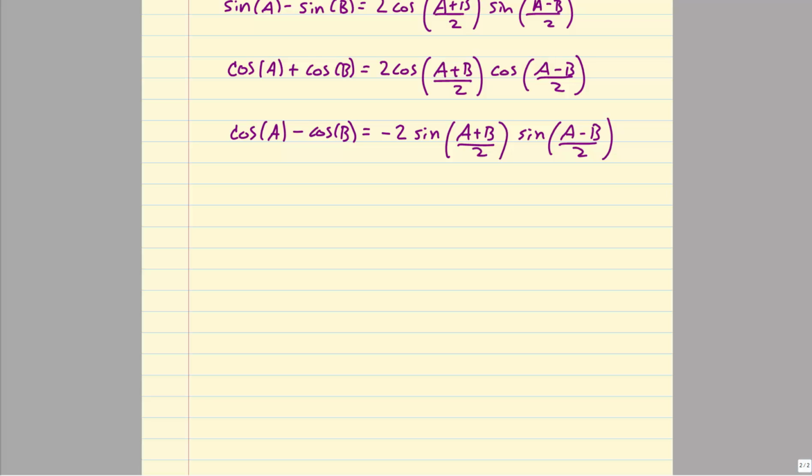So we're going to use these identities the same way that we've used our previous identities. We're going to use them to rewrite expressions, solve, and verify or establish identities as well. So let's go ahead and look at a couple of examples to get started.